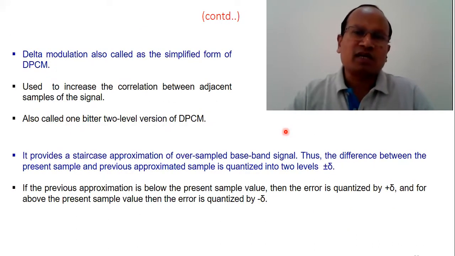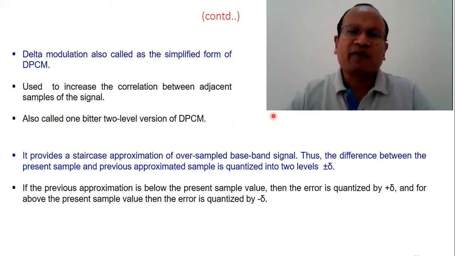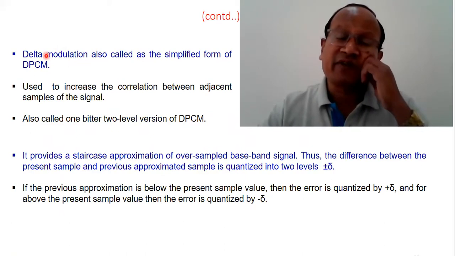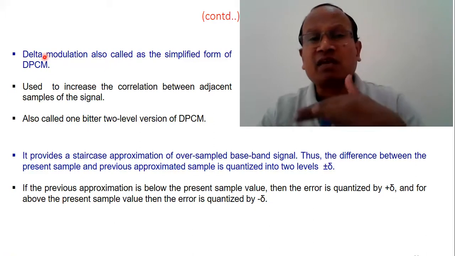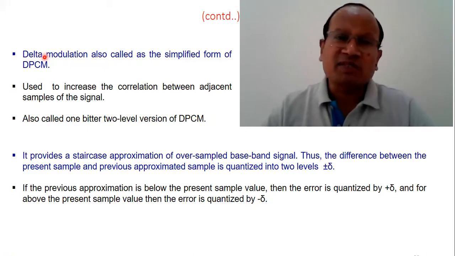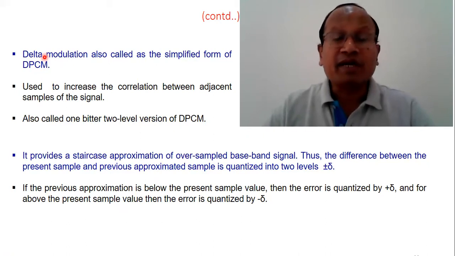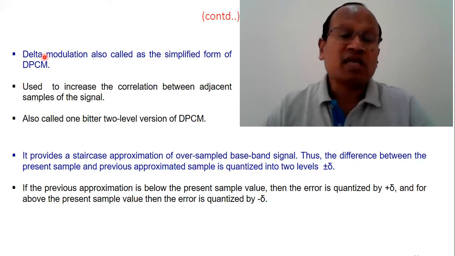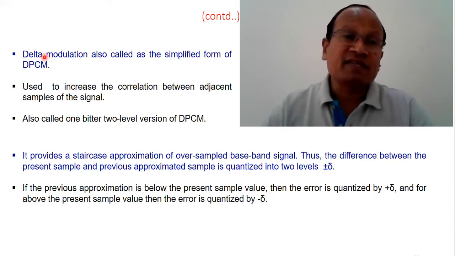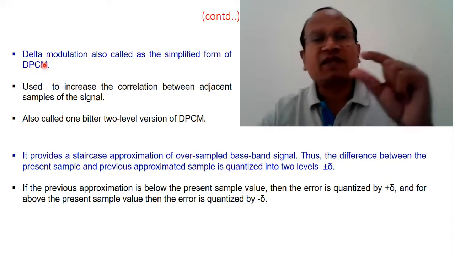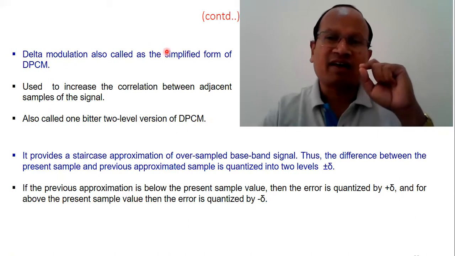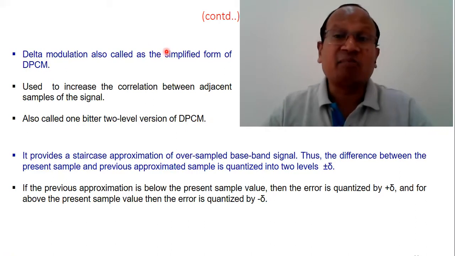Delta modulation is also called, as I have already explained, the simplified form of DPCM, where the main difference between DPCM and delta modulation is that in DPCM the sampling rate may not be very high. It can handle the ordinary sampling rate, but in delta modulation the sampling rate is very large. We produce oversampled data, keeping the sampling frequency very high. And the second difference is that in DPCM the difference is not always encoded into one bit, whereas in delta modulation it is always encoded into a single bit.